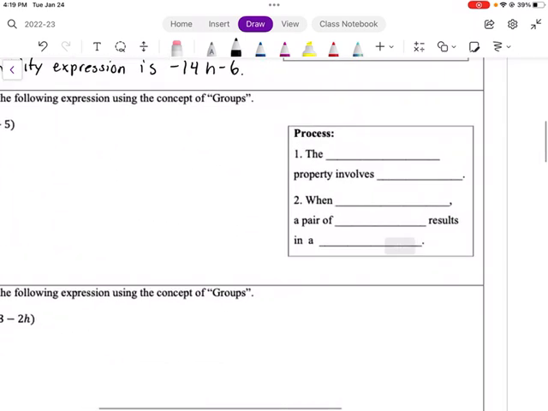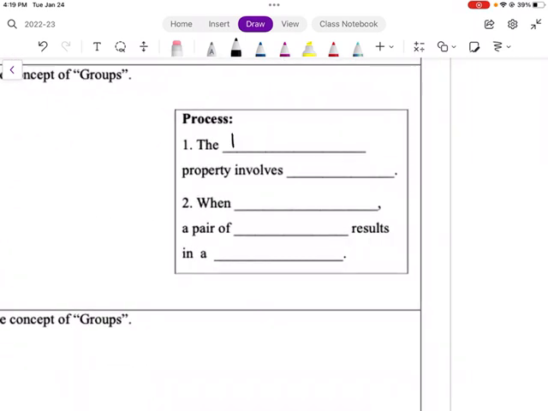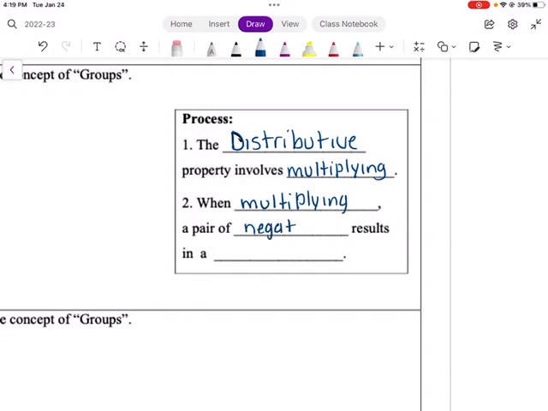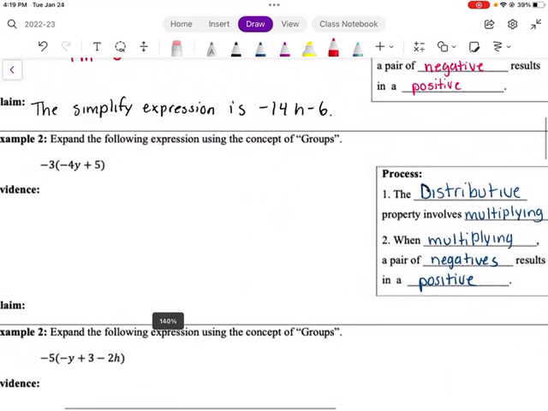Example 2. Same thing. The distributive property involves the process of multiplying. And when you multiply, a pair of negatives results in a positive. Catch it up, catch it up.